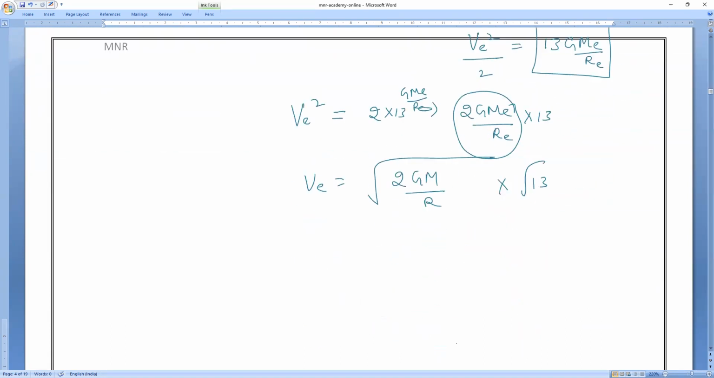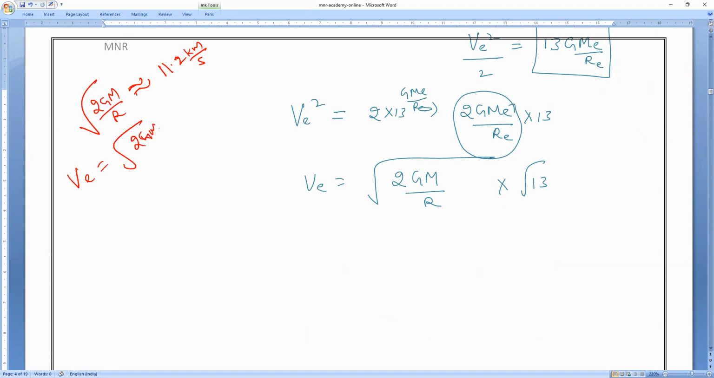Root over 2 GM divided by R is equal to something. Anybody can tell? Approximately what velocity? Escaping velocity. Am I right or wrong? So V at the surface, we all know, is root of 2 GM divided by R. Now, in place of root 2 GM divided by R, I will write 11.2 into root 13.